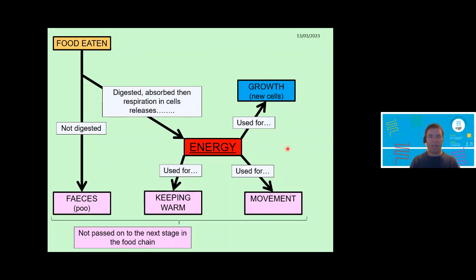Those three things there, feces, keeping warm, and movement, mean that is energy used, which is not passed on to the next stage in the food chain. Now, were it not for those things, a pyramid of biomass would look like that, meaning it wouldn't look like a pyramid at all. The sides would be the same. See that the side of this second trophic level here, the primary consumer, is just as wide as the producer.